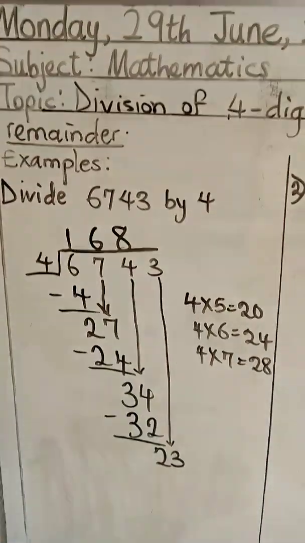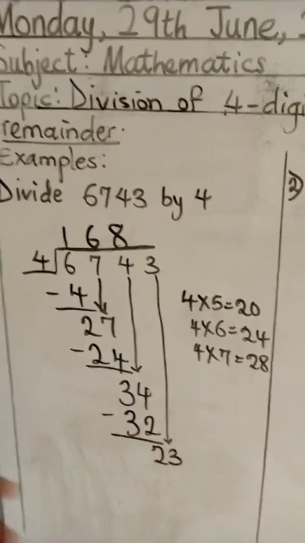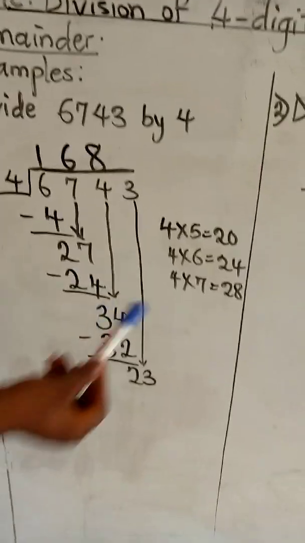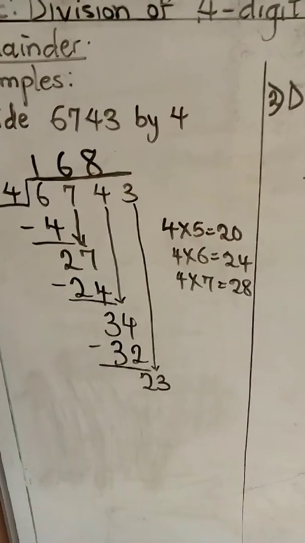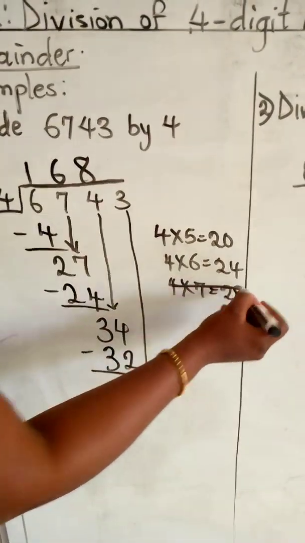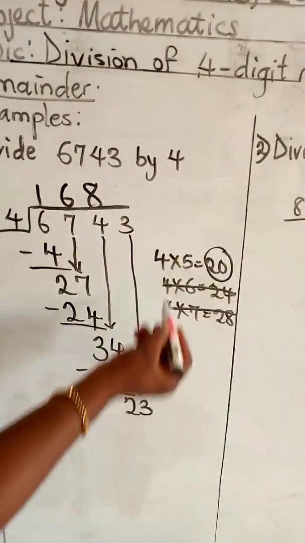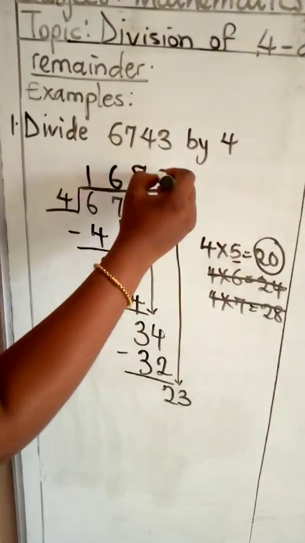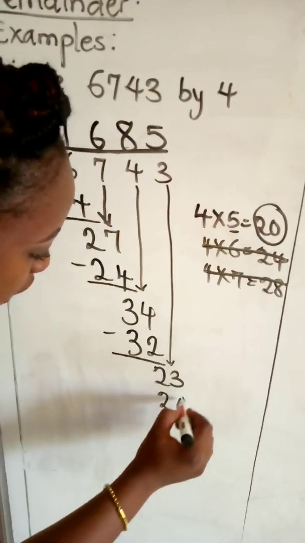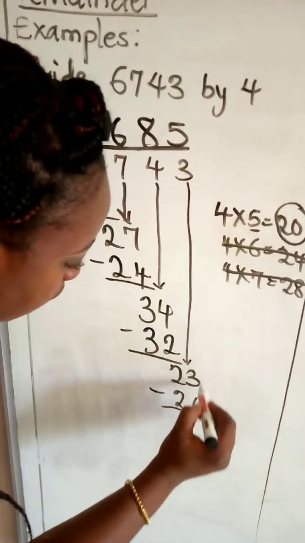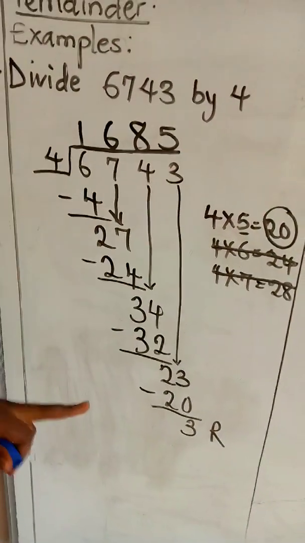Now if you look at this, we need 23 or a number close to 23. We don't need a number that is bigger than 23. So if you look at this, 20, 24 and 28. 28 is bigger, we don't need it. 24 is bigger, so we deal with what? 20, which is 5. 4 times 5, 20. Now subtract. I have what? 3. So 3 stands as my remainder.